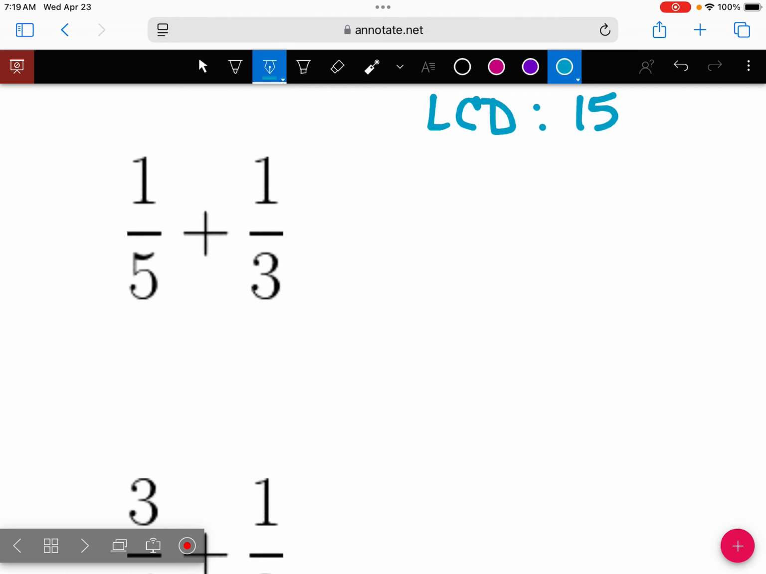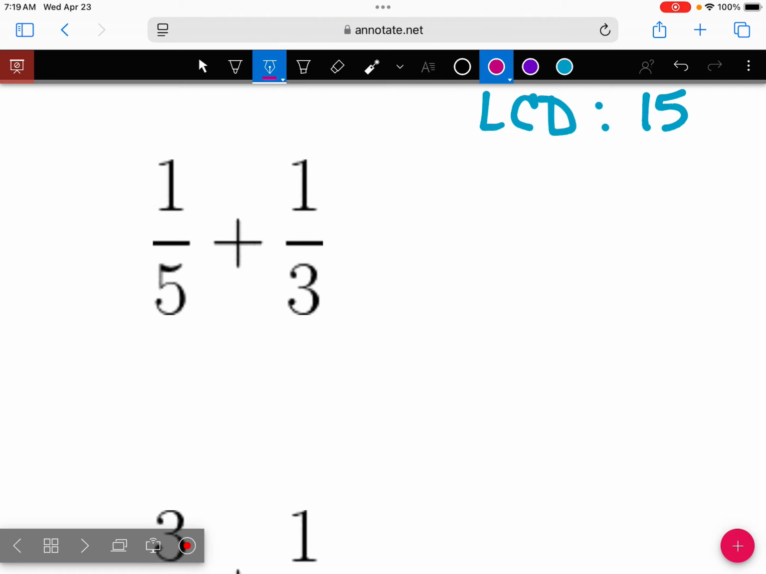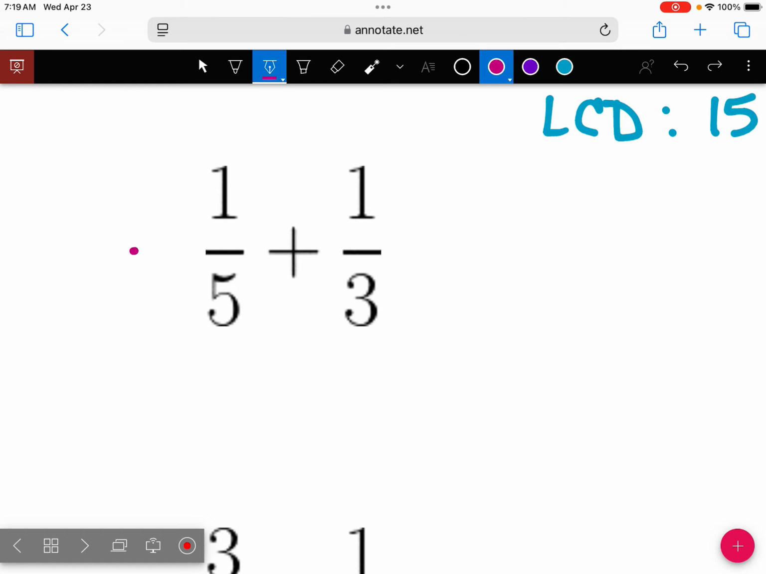How do I get them to both have a denominator of 15? What do I need to multiply the 1/5 by to make it have a denominator of 15? I was going to say, I can't multiply by 1/3, but I can multiply by 1, even if I make it look weird. 3/3 is the same thing as 1, right?